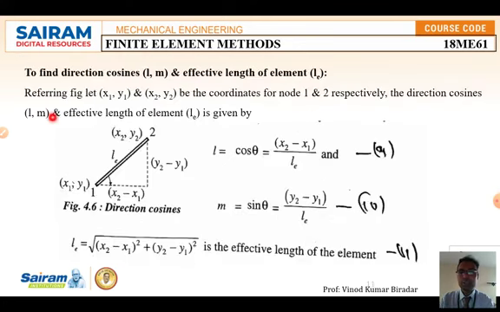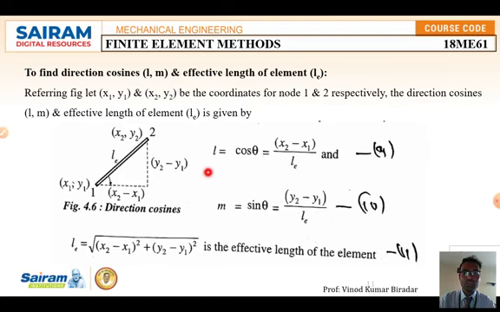To find the direction cosines L and M, consider a small element strip. Here node number 1 and node number 2 are in the global coordinate system. At point 1 we have x1, y1, and at point 2 we have x2, y2. Extend this to make a triangle. This length is x2 minus x1, and this length is y2 minus y1. L is equal to cos theta. Apply the definition of cos theta: adjacent by hypotenuse, that is x2 minus x1 by Le, and the same for sin theta, which is opposite by hypotenuse. So substitute the definition values here.